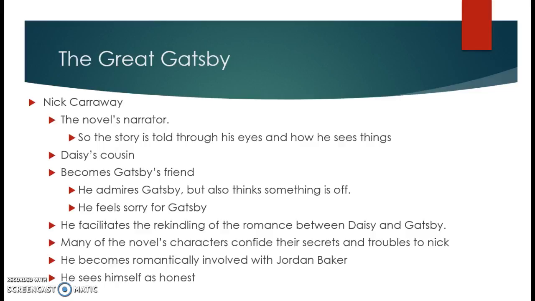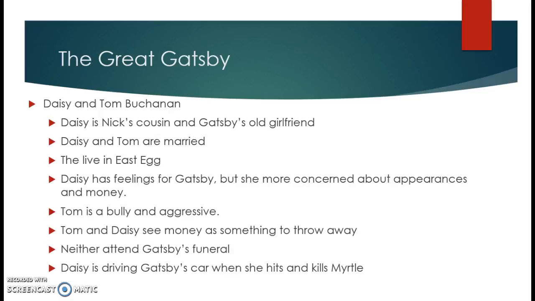He facilitates this rekindling of a romance between Daisy and Gatsby, because they were once in love. Many of the novel's characters confide their secrets and troubles to Nick, and he becomes romantically involved with Jordan Baker. And she's kind of the representative of the 20s girl in this novel, the short haircut. She's kind of self-sufficient. She's a golfer, but she's also dishonest. She cheats, that kind of thing. But Nick himself sees himself as very honest.